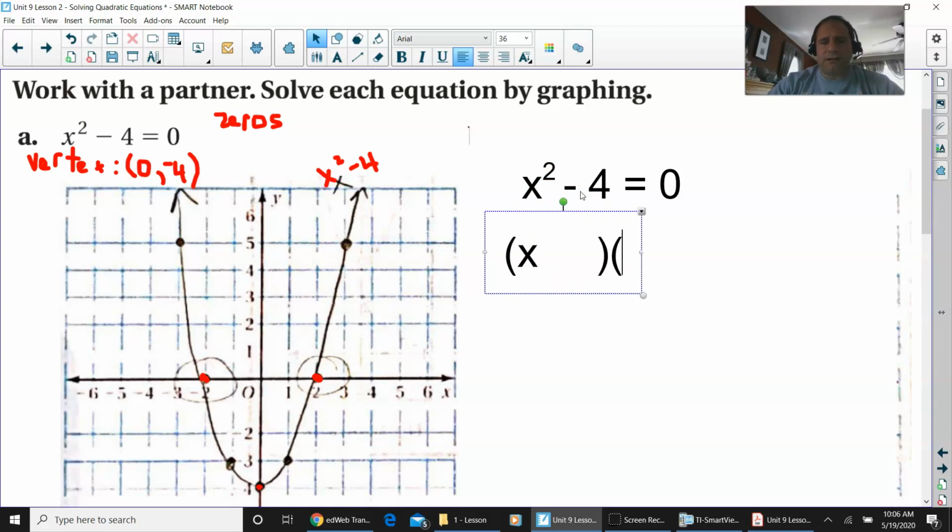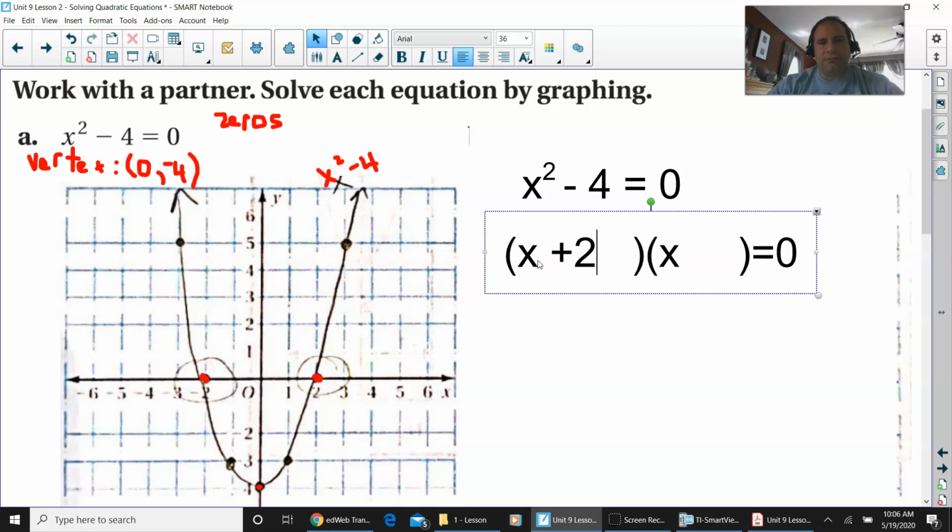So when you set this up, you're going to set it up x and x, and you're going to put equals 0, right? So what times what equals 4, or negative 4, I should say. What times what equals a negative 4? Well, it's plus 2 and minus 2.